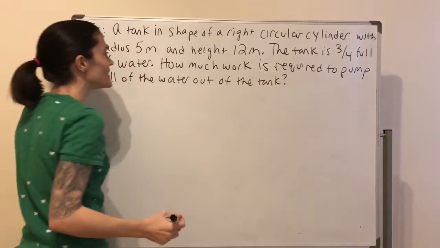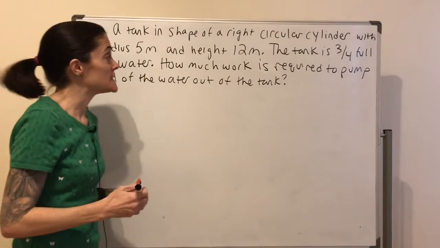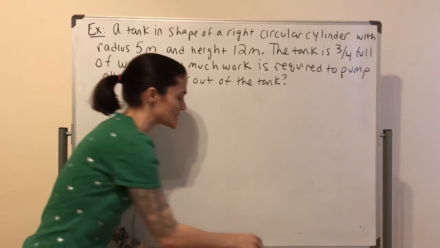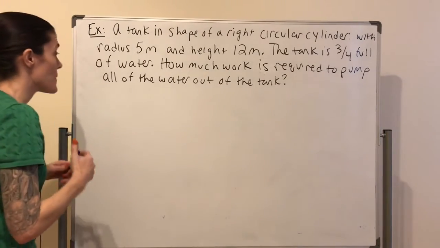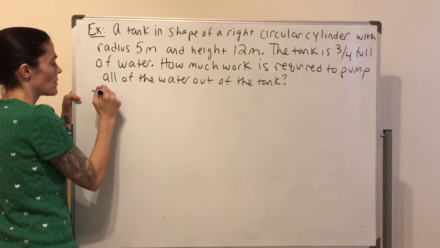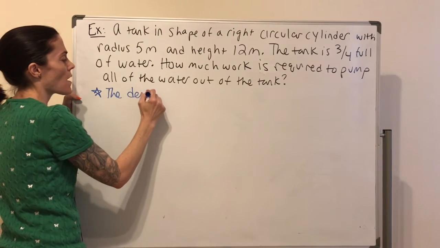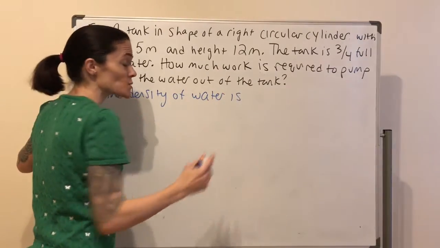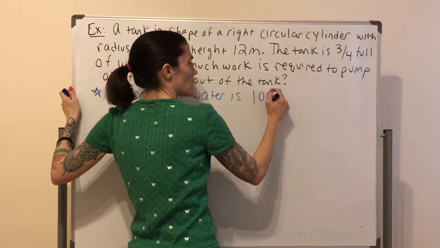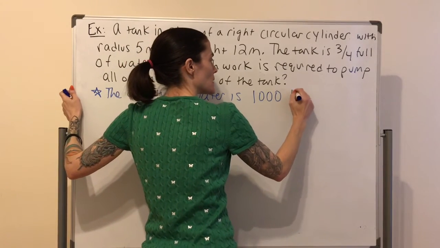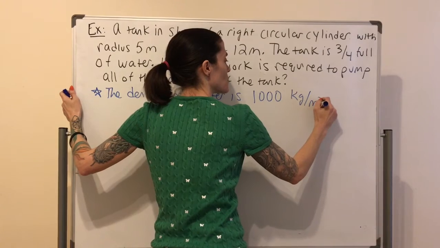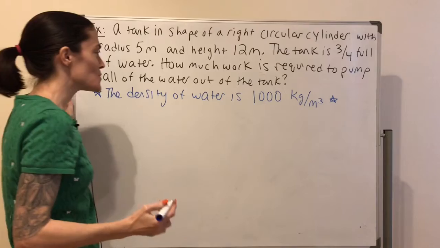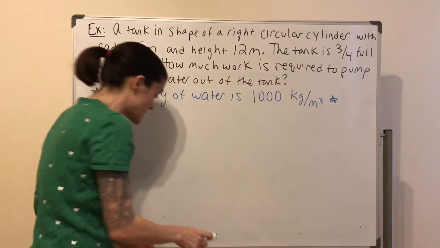Okay, now one thing that I need to tell you, well, first of all, you see we have meters in this, so we are in the metric system, but I also need to tell you about the density of water. The density of water, we can use this, is 1,000, let's say, kilograms per meter cubed. Okay, so we can use this in our setup.